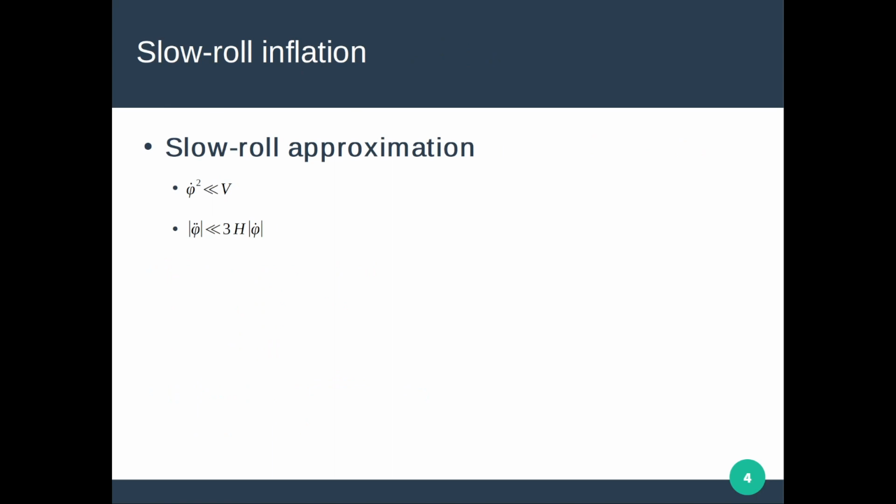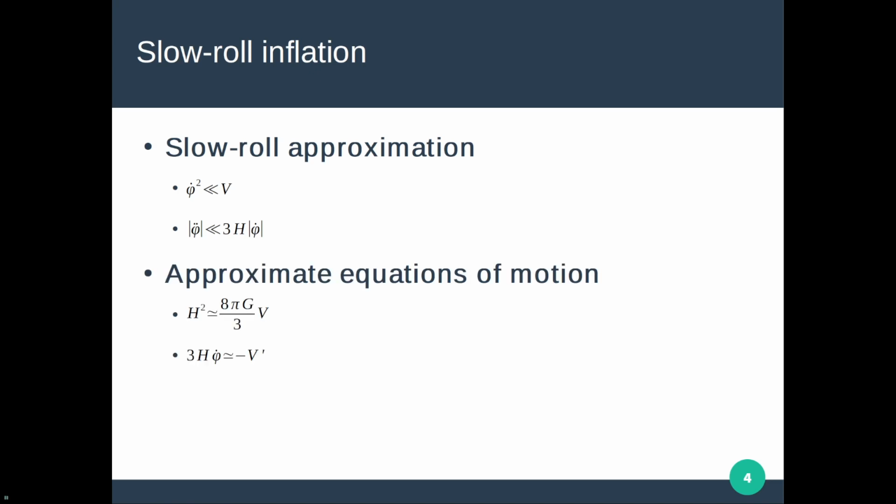For slow roll inflation, the following approximations have to be made. Firstly, that the potential dominates over the variation of the field squared, and that the Hubble damping term dominates over the acceleration of the field. Plugging these approximations into the previously mentioned equations of motion reveals the approximation for the equations of motion.